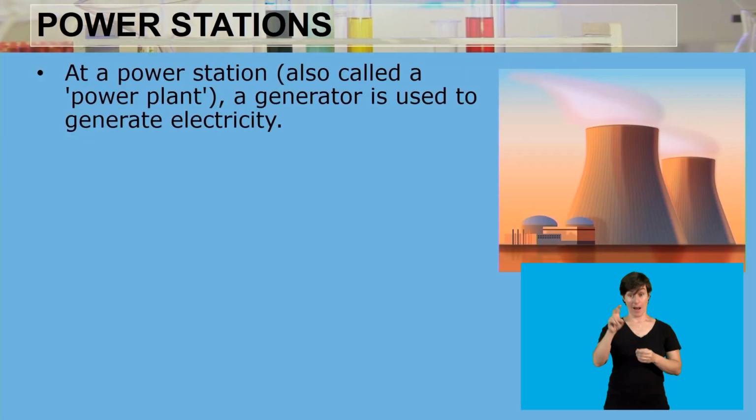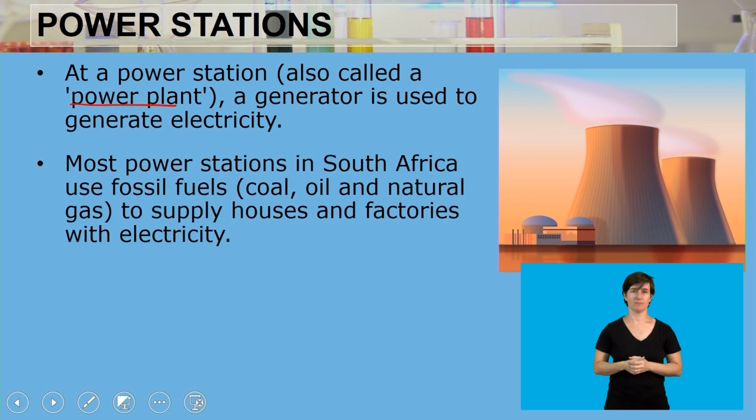Welcome back. So now, just to start with our first concept, we'll be looking at how this electricity is generated and the various alternative ways of generating it. First of all, we know that we are generating this electricity at a power station. At a power station, which is also called a power plant, a generator is used to generate electricity.